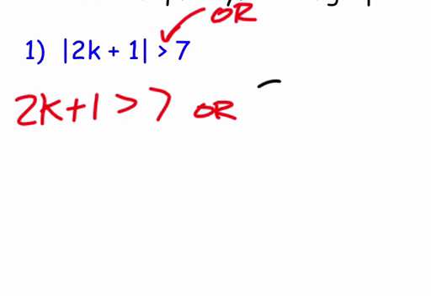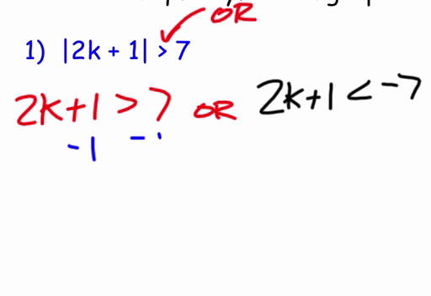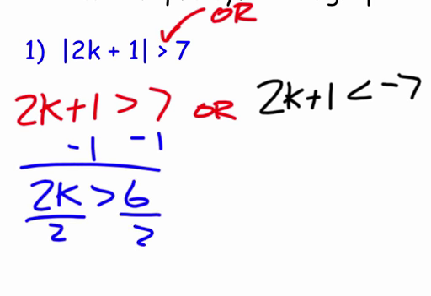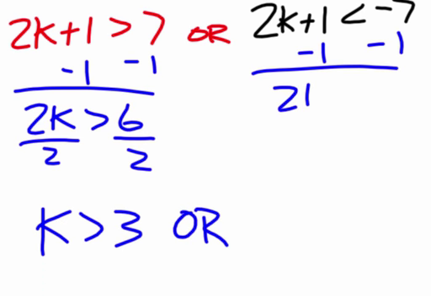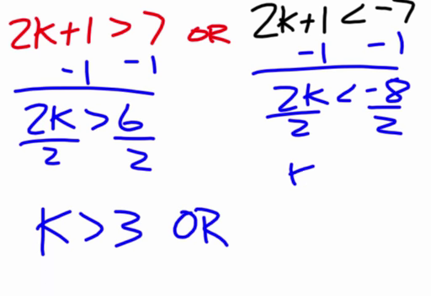And do the other one. Drop the absolute values, flip the sign, change the term to its opposite. So make it negative. And now it's our algebra. So subtract 1 from both sides. 2k is greater than 6, divide by 2. And we got k is greater than 3. And now it's or. So subtract the 1, 2k is less than negative 8. Divide by 2, k is less than negative 4.